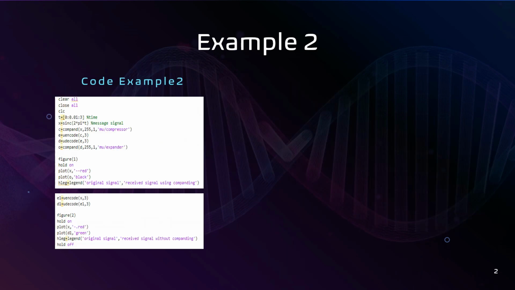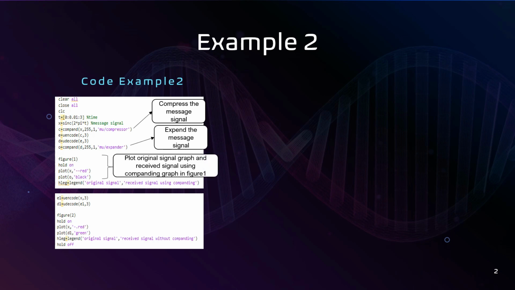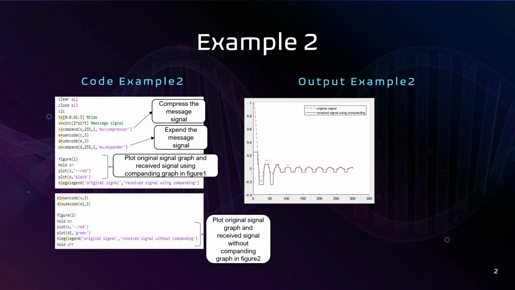For example number 2, C equal to compand is to compress the message signal, and O equal to compand is to expand the message signal. For figure 1, we will plot the original signal graph and the received signal using companding. For figure 2, we will plot the original graph and the received signal without companding.